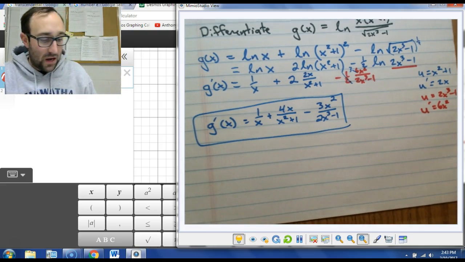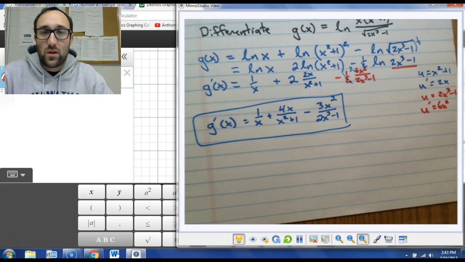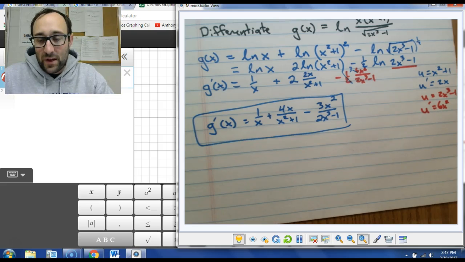Okay, so it seemed kind of intense, but all the properties, if you can keep them straight, make it actually pretty simple. So hopefully that helped out.